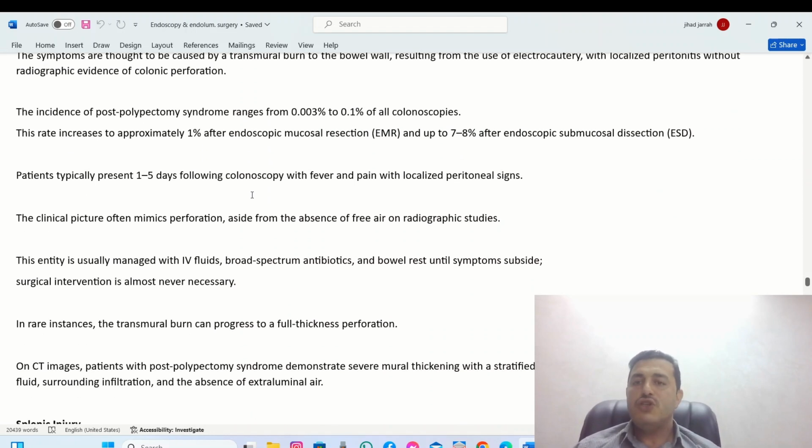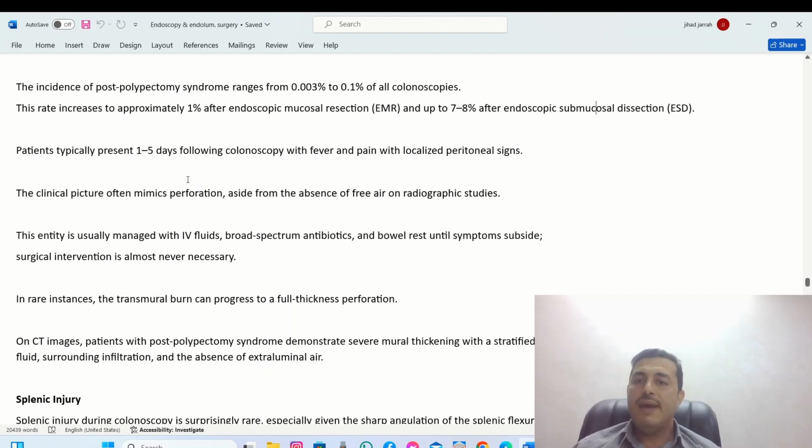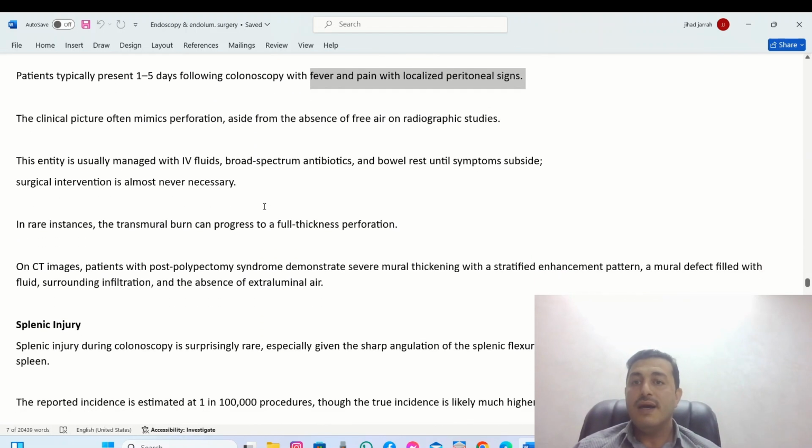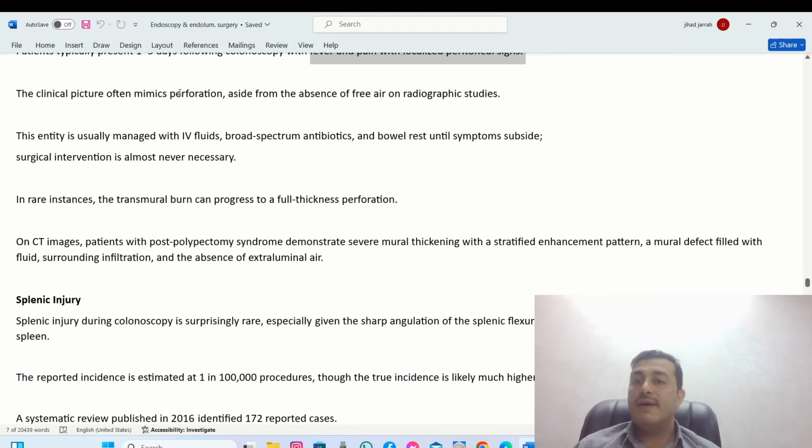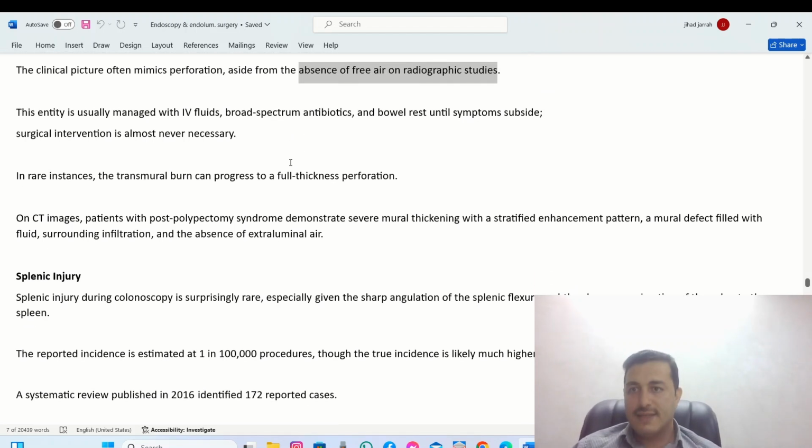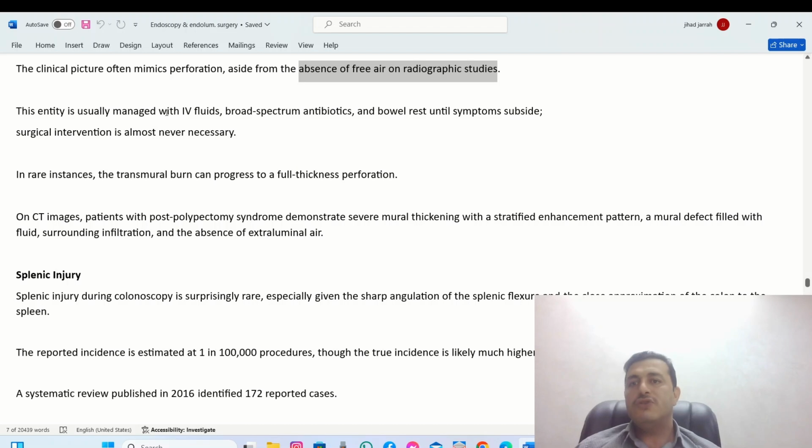Typically the patient presents with pain one to five days following the colonoscopy, with fever, pain, and localized peritoneal signs. The clinical picture will mimic perforation, but again with no free air on radiological study. How do we manage this? We manage it with IV antibiotics, IV fluids, and bowel rest. There is no role for surgical intervention here.